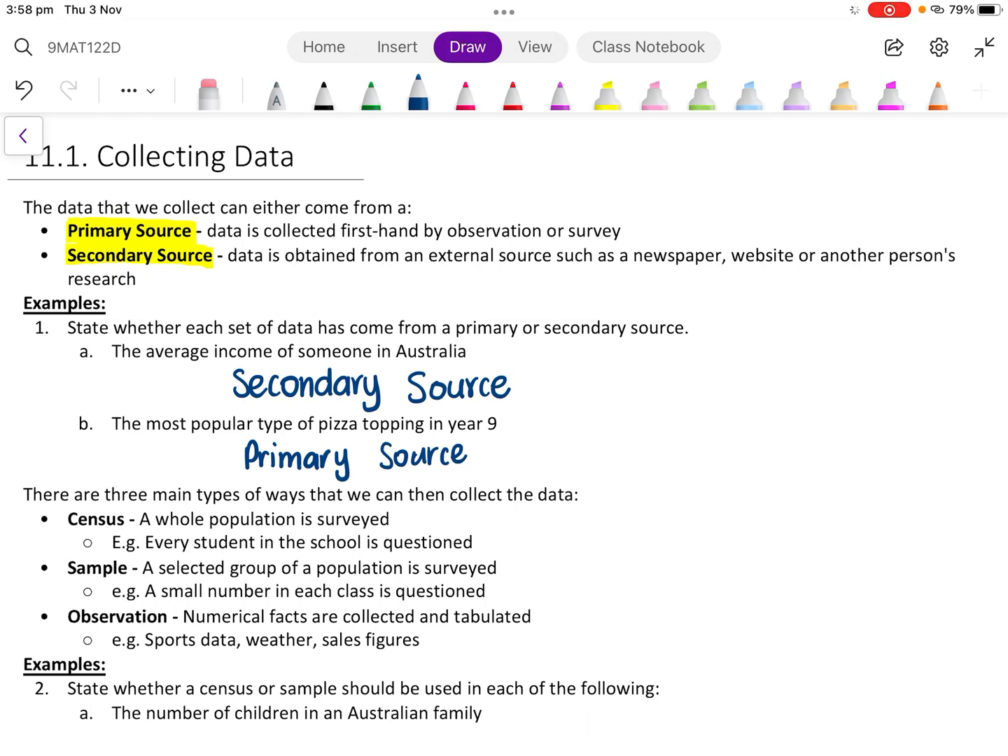Now, there are three main ways that we can then collect the data. We have a census, where a whole population is surveyed. That means every student in the school would be surveyed. We have a sample, where a selected group of the population is surveyed, such as a small number in each class being questioned, or observation. So numerical facts are collected and tabulated, such as sports data, weather, and sales figures.